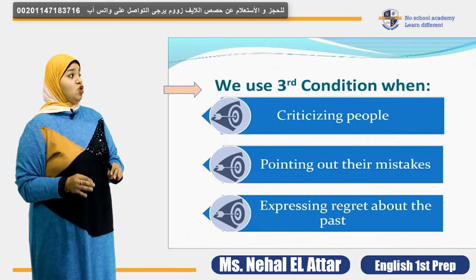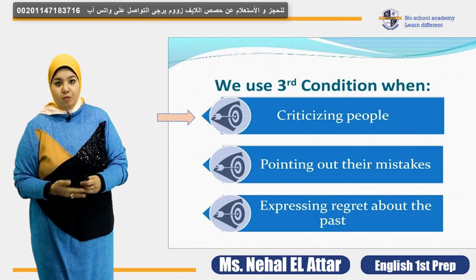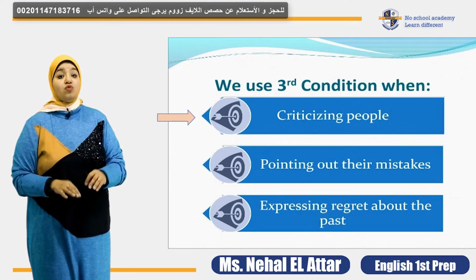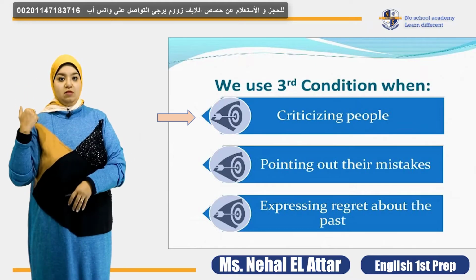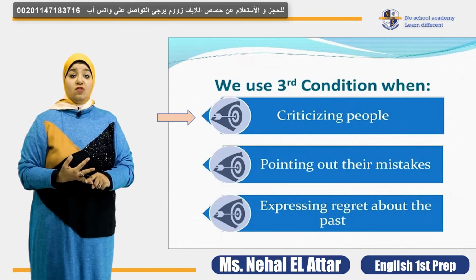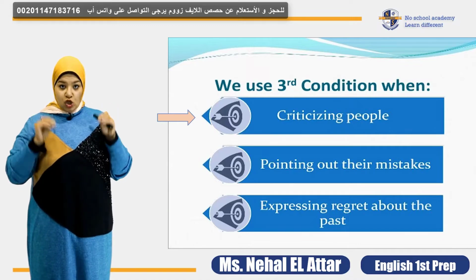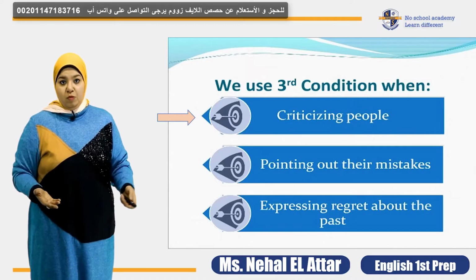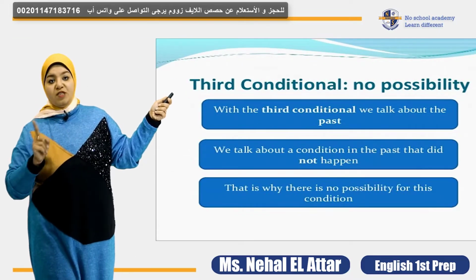Third conditional actually is used for regretting something, used for criticizing people, used for something imaginary and impossible. Everything in the third conditional happened in the past, okay? The situation itself is in the past, and the regret is in the past. The criticizing is in the past. The condition itself is impossible to be done, you see? With the third conditional, there is no possibility.